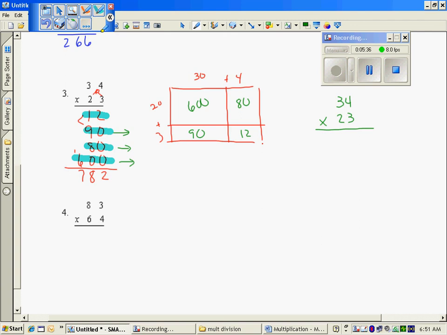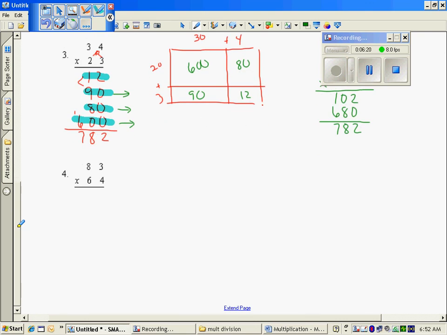3 times 4 in the ones is 12. I leave the 2 and put the 1 from the 12 in the tens column. 12 is made of 10 and 2. 3 times 30 is 90. An additional 10 is 100 and 2. So it's already combined those ones and the 100. The 2, or 20, we need to see that as 20 times 4 is 80. Notice there's a 0 on the right. 20 times 30 is 600. So notice I just put the 6 in the hundreds position. It was already held for me, and my total is 782.